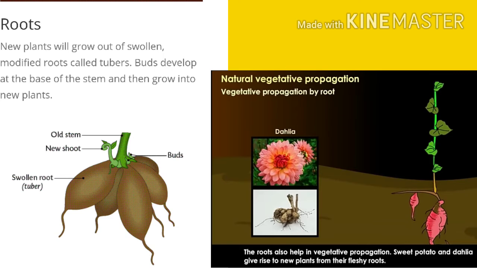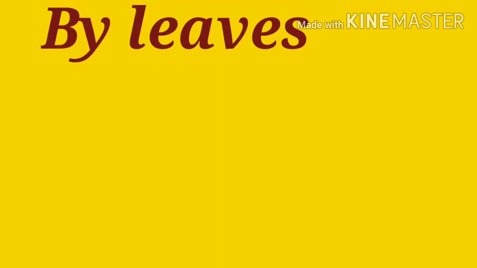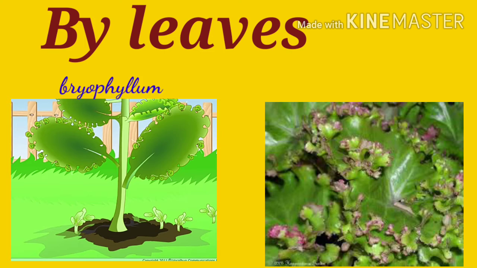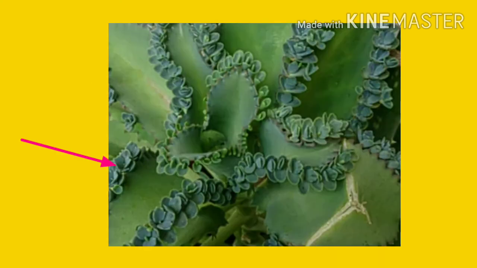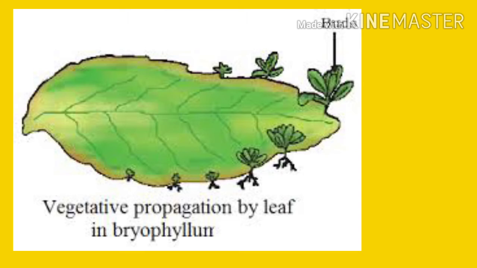The next vegetative propagation by natural method is propagation by leaves. In some plants like bryophyllum and begonia, there are leaf buds on the edges of the leaves. When these leaf buds fall on the soil, they grow into a new plant. So these are the ways of vegetative propagation which occur naturally.